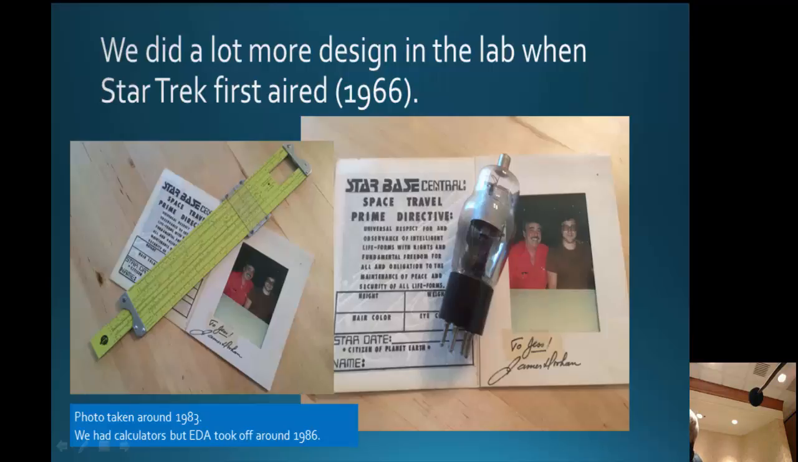So armed with this as a tool and this in the lab, there wasn't really a big need for simulation, right? Well, it would have been nice, but this is what we used. And of course, yeah, that's me. That's me when I was 28 with James Doohan, Scotty from Star Trek, right? And that was taken about 1983.